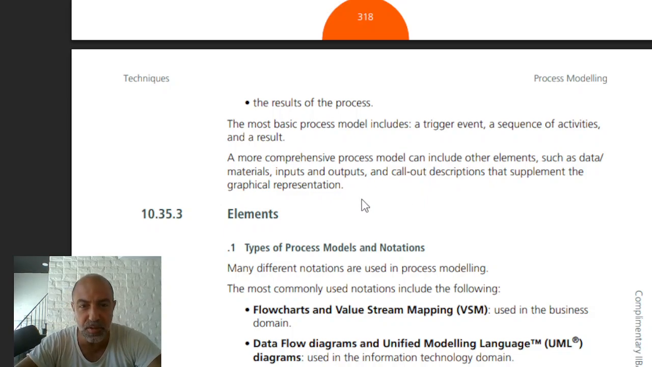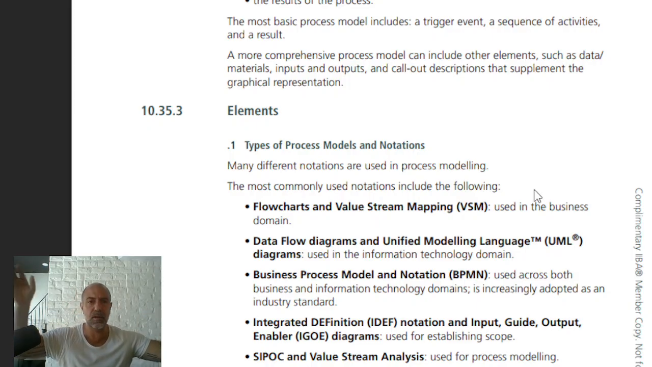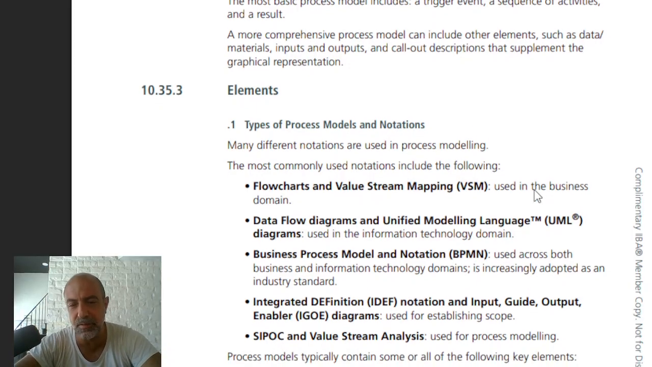The results of the process. The most basic process model includes a trigger event, a sequence of activities, and a result. The more comprehensive process model can include other elements such as data materials, inputs and outputs, and call-out descriptions that supplement the graphical representation. It could be as simple as this leads to this, leads to this. Here is the chart, here is the graph, here are the impact points, and here are basically the hot areas and all that good stuff.